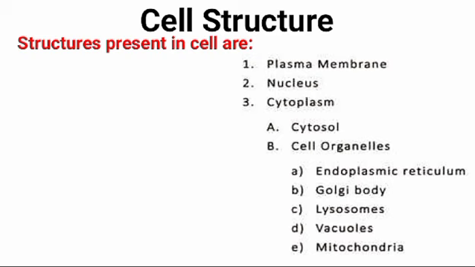Structures that are present in a cell are the plasma membrane, nucleus, cytoplasm and cytosol, and cell organelles like endoplasmic reticulum, Golgi body, lysosomes, vacuole, mitochondria.